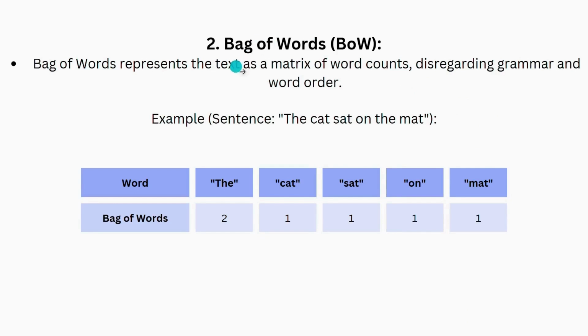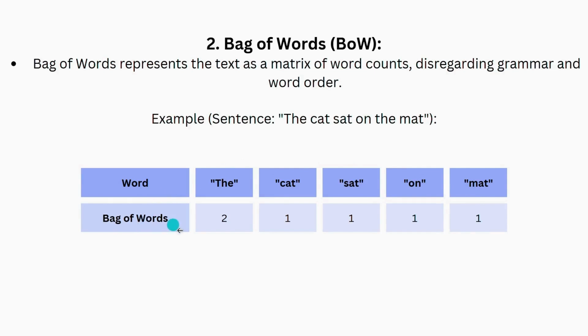Now we see the next type, bag of words. Bag of words represents the text as a matrix of word counts. Here, for example, the cat sat on the mat. Each word in this sentence is taken as one token in the columns.